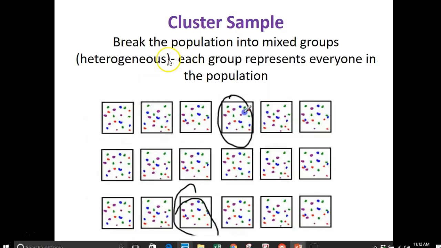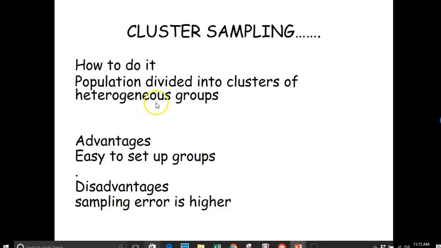All right, another type is cluster. Now, cluster is different. It's going to sound similar to stratified, but it's different. For cluster samples, I break the population into groups, and notice each of these groups that I have here. They are all a mix of different kinds of people, different colors, that represent everybody in the population. When it's a whole bunch of different kinds of people, we call that a heterogeneous group. So what we do here is we try to break things up into heterogeneous groups and then just choose two groups to represent everybody. So for cluster, you can divide your population into these clusters of heterogeneous groups.